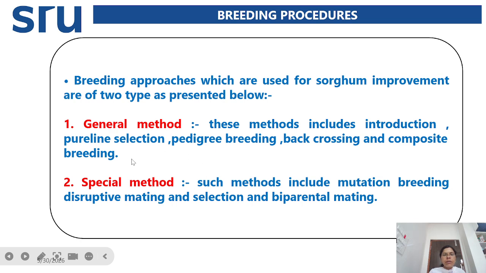Whereas in the special method, if any breeding method is not working out, then only we'll go for some of the special methods like mutation breeding, disruptive mating and selection, and biparental mating. So these are the two important methods which are used in the sorghum improvement, that is general method and special method.